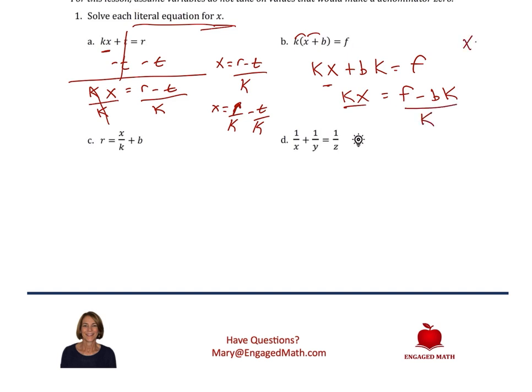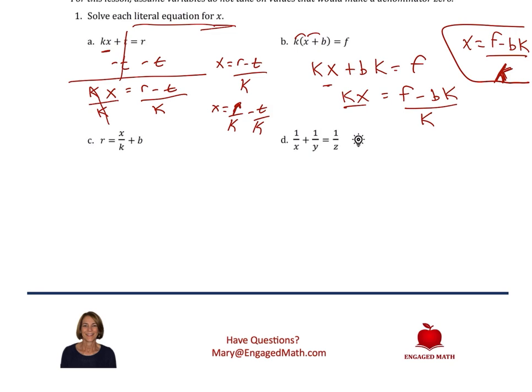So x is equal to, and this time I'm just going to leave it as one fraction, but you know you could write it as two separate fractions. And we just simply have x equals f minus bk all over k. Done. Okay, let's look at C.